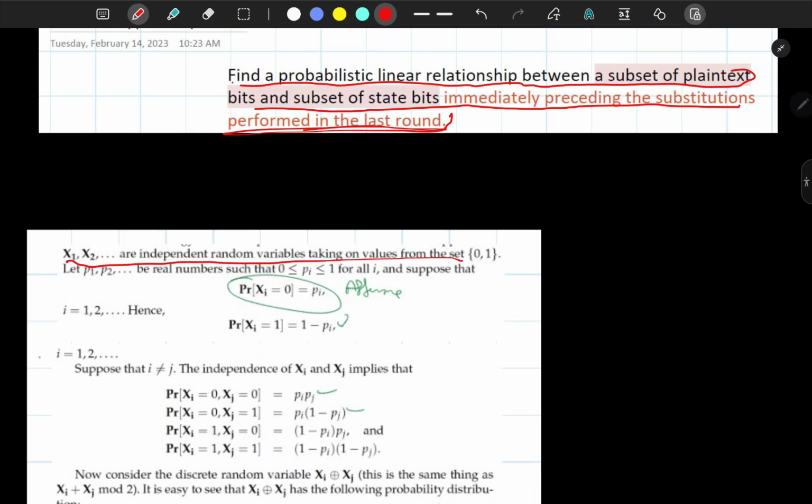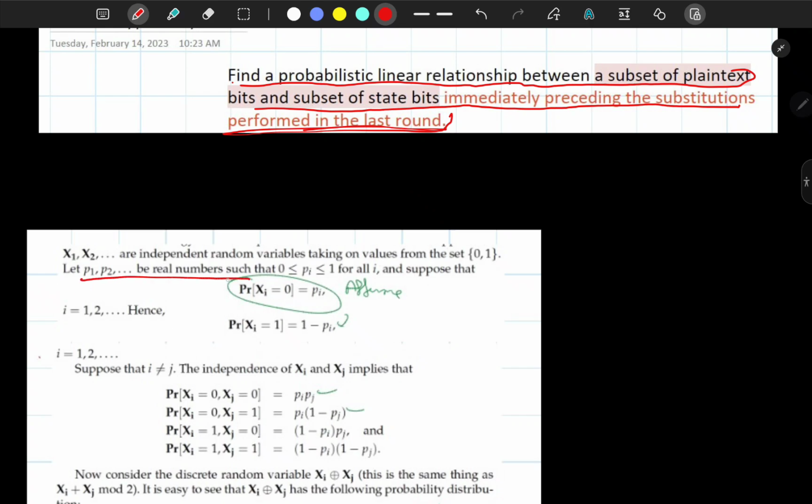So x1, x2 are independent random variables taking values from the set {0, 1}, which means each of them can be either 0 or 1, not both at a time. At one particular instance the value will be 0 or 1. Okay, this is what it means.